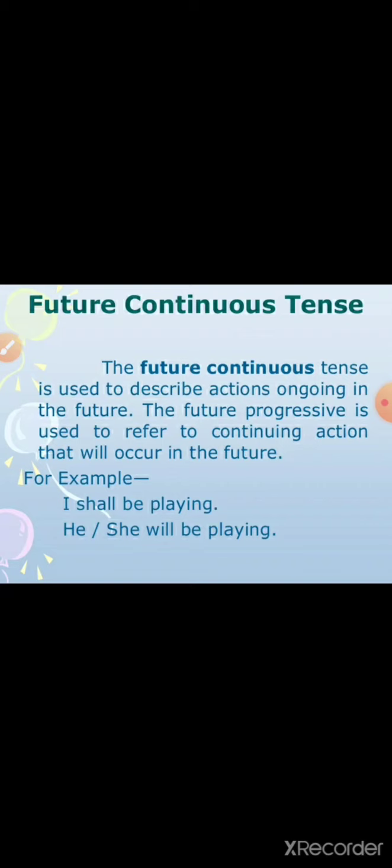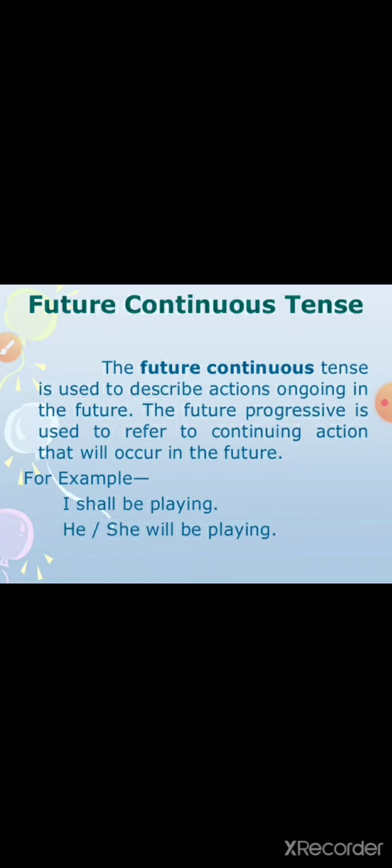So this tense is used to express an action at a particular moment in future. ठीक है, जो कंटिन्यू हो रहा होगा फ्यूचर में. For example, I shall be playing and he and she will be playing. एक तो फ्यूचर में होगा एक्शन, वो तो सिंपल टेंस हो गया, सिंपल फ्यूचर, लेकिन उसके बाद कंटिन्यू हो रहा होगा. एक तो फ्यूचर में होगा, साथ में कंटिन्यूसली हो रहा होगा. So any action that is likely to be going on in future at some time, that is future continuous tense.